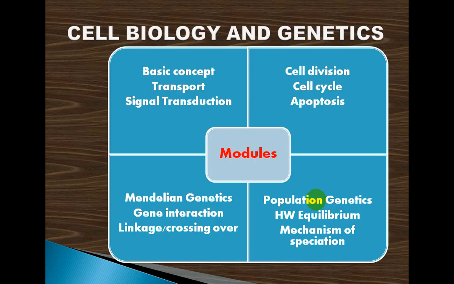So this paper has 4 modules, and in each module we have certain subjects. In the first module we'll have the basic concept of the cell and cellular transport, how the molecules are transported into the cell and outside the cell, how the protein is targeted to different organelles, that is protein localization, and again how signal transduction occurs, how cell communication occurs. Those things will be dealt with in this module 1.